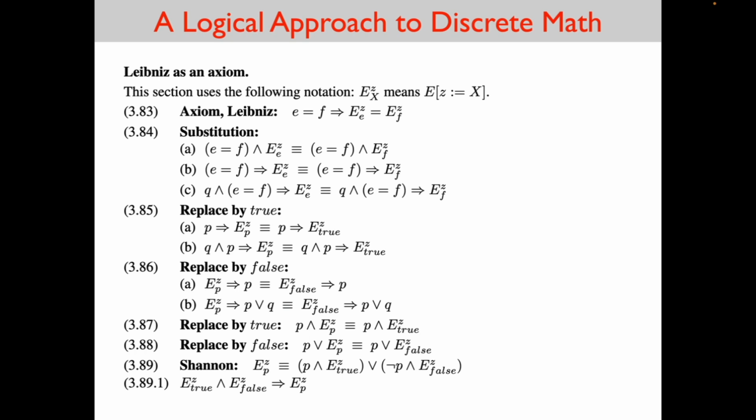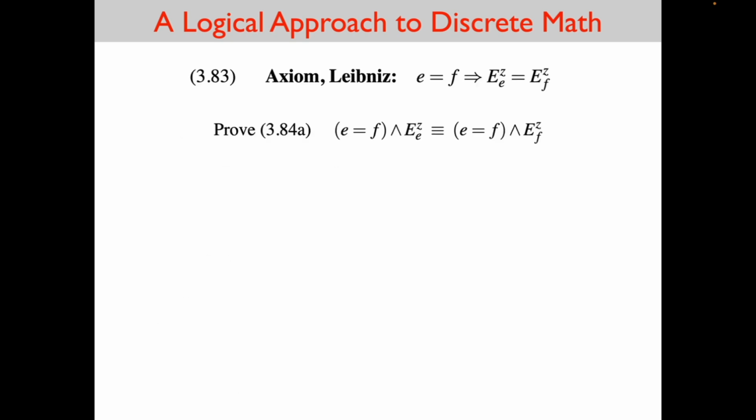Okay, so let's do a little proof here. We are going to prove 3.84a, and we will obviously use 3.83 Axiom Leibniz as one of the steps of our proof. So what does 3.84a say? It says that if E equals F, then an expression E with z replaced by little e must equivalve E equals F and expression E with z replaced by F.